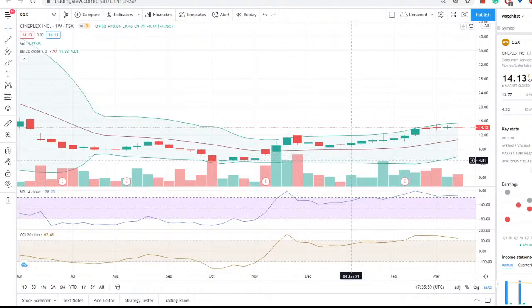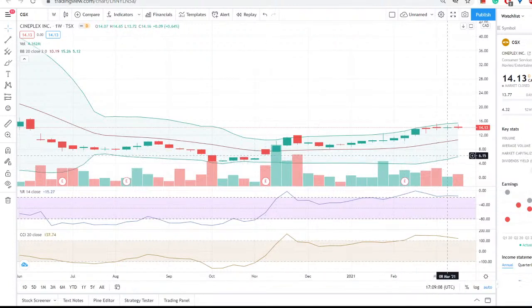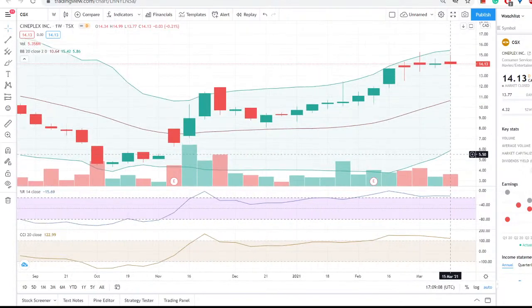If somebody remembers CGX, Cineplex, I think we recommended this stock earlier at 4.8 or 4.85. I remember doing this trade myself, entering at 4.8 and exiting at around 8.5 or 9, if I'm not mistaken. I have talked about this earlier. So for the price to cover this gap up, it might take a little while, as we are looking at the weekly chart. Yes, it will take some time.